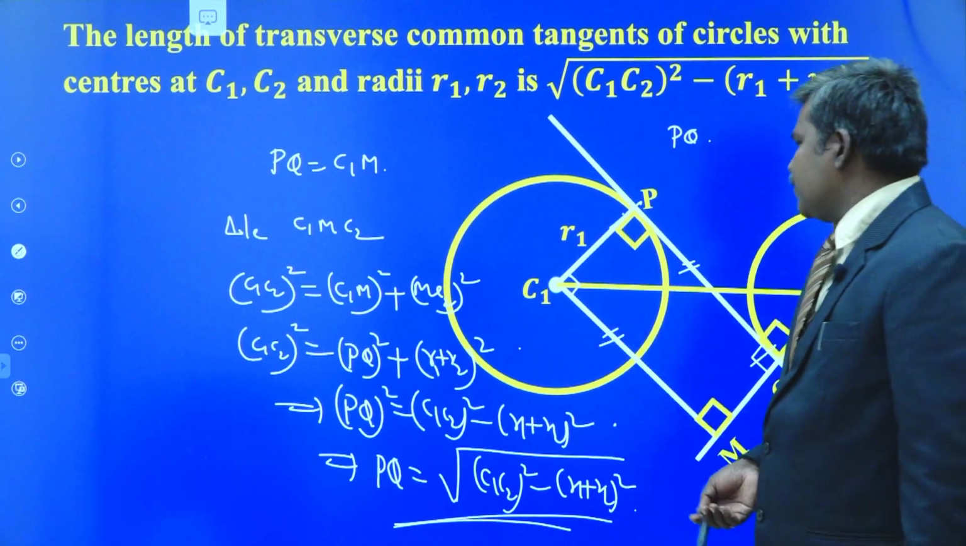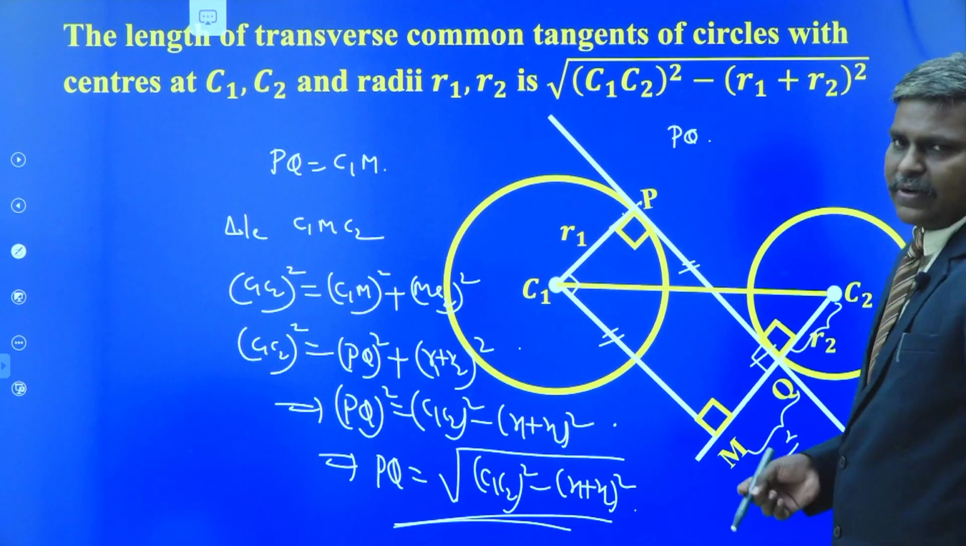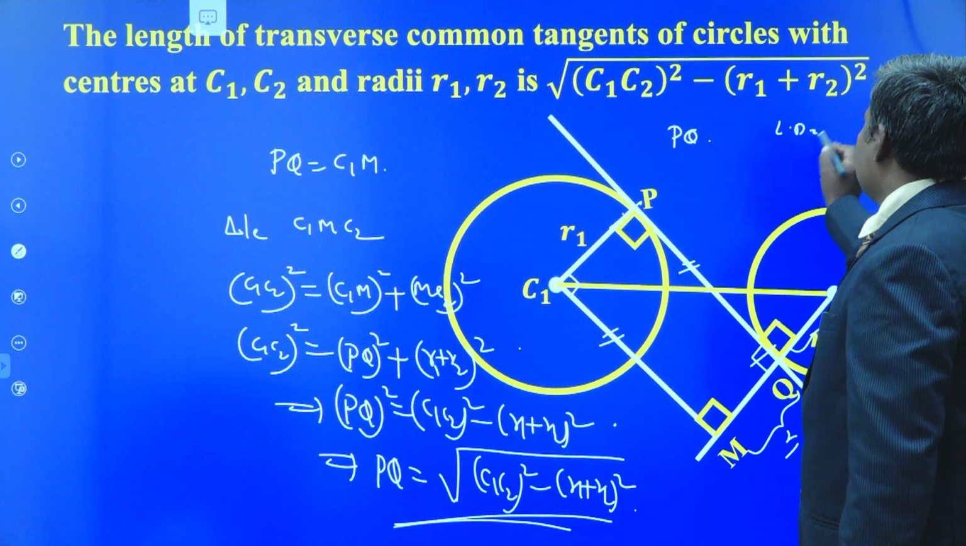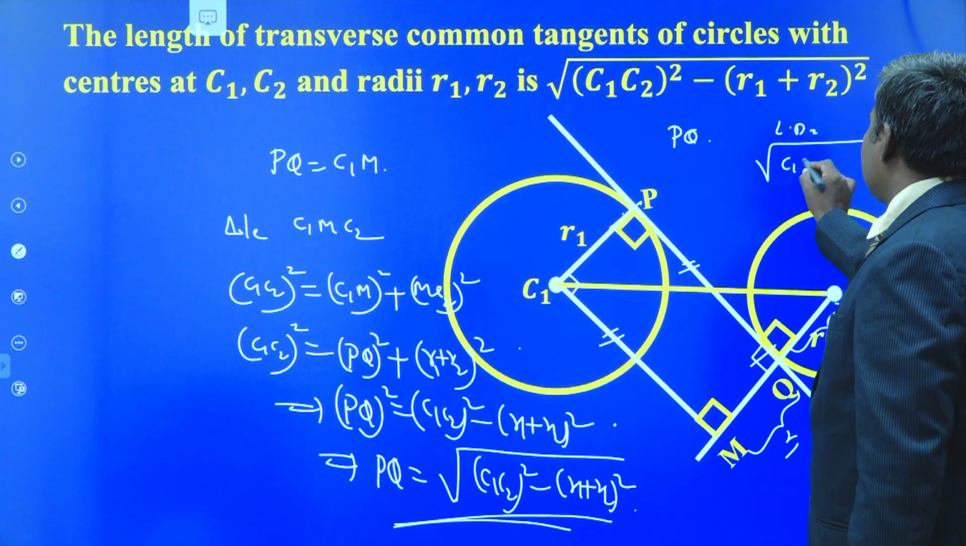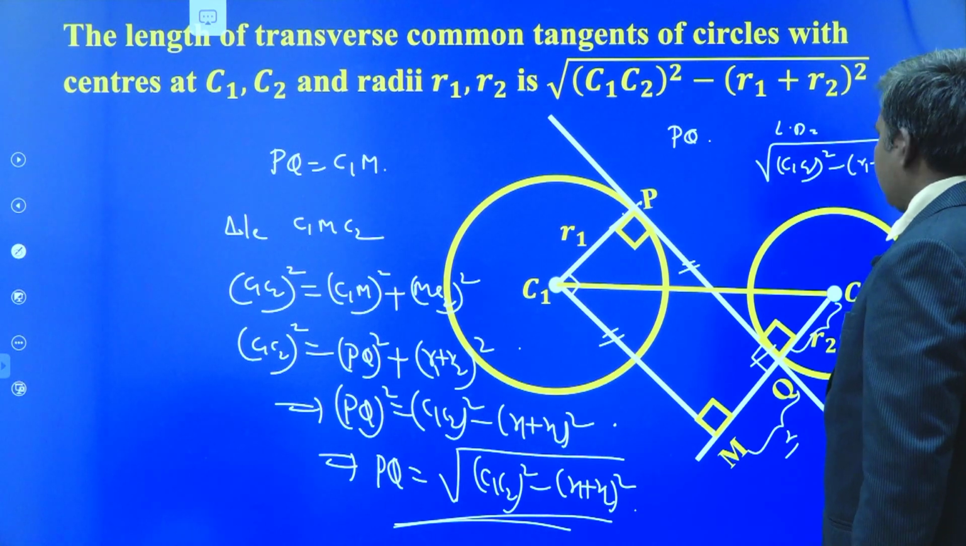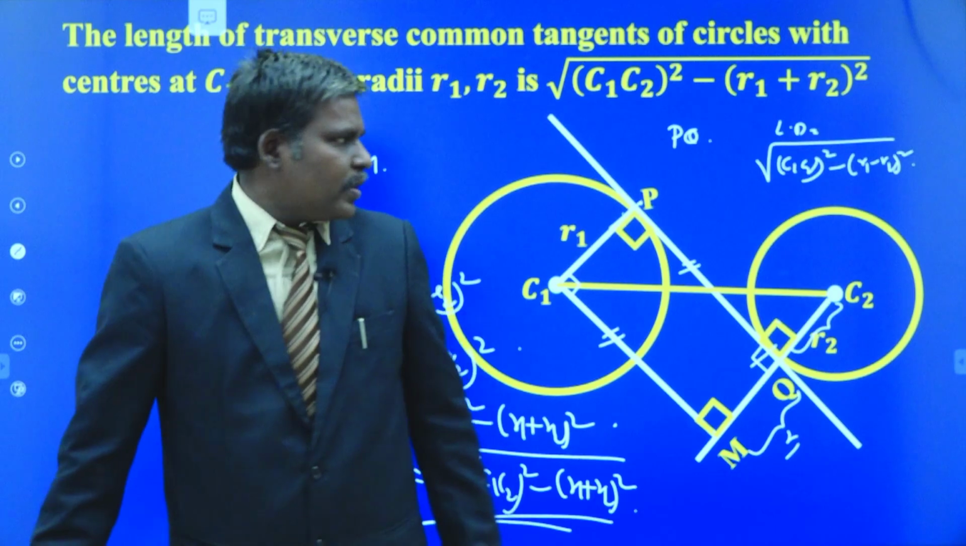What is the length of the transverse common tangent here? Root of C1C2 square minus (R1 plus R2) whole square. What is the length of the direct common tangent? That is nothing but root of C1C2 square minus (R1 minus R2) whole square.